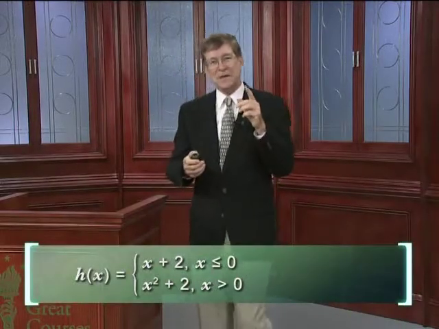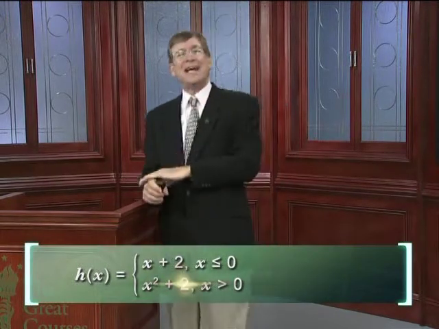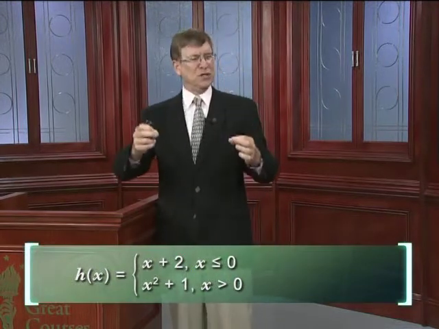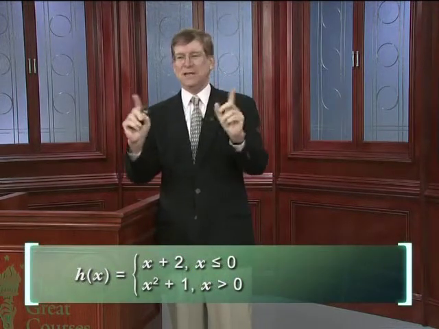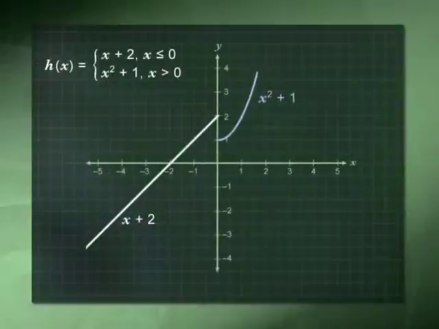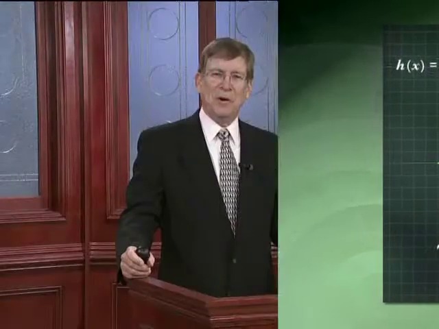Now, that said, imagine for a moment I change the second rule to be x squared plus 1. That would lower the parabola 1 unit, wouldn't it? And now it would not be continuous at x equals 0. It would be defined there, but the left-hand limit would want to be 2 as I approach from the left, but the right-hand limit as I approach from the right would now be 1, and those two limits would not agree. So we've seen, I think now, the idea of continuity.